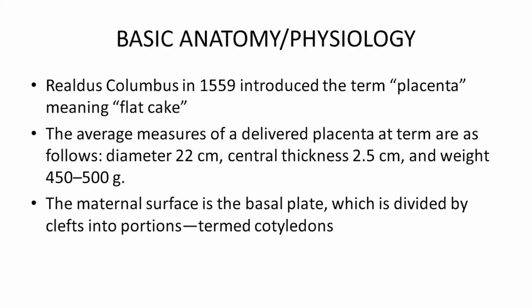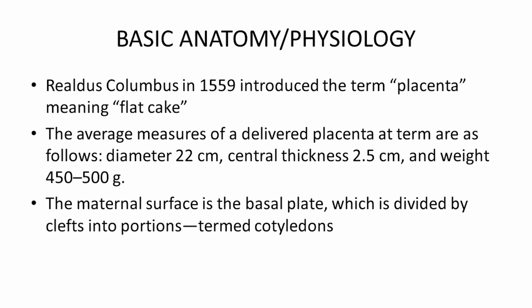The placenta means a flat cake, and this term was given by a man called Realdus Columbus in 1559 when he was trying to describe the anatomical structure of the placenta. At term, the average measures of a delivered placenta are as follows. It has a diameter of 22 centimeters, a central thickness of 2.5 centimeters, and a weight of about 450 to 500 grams.